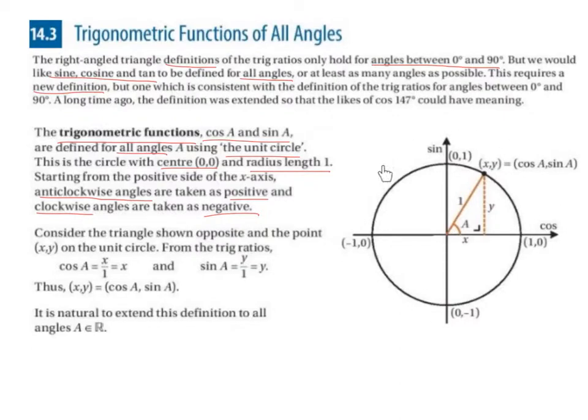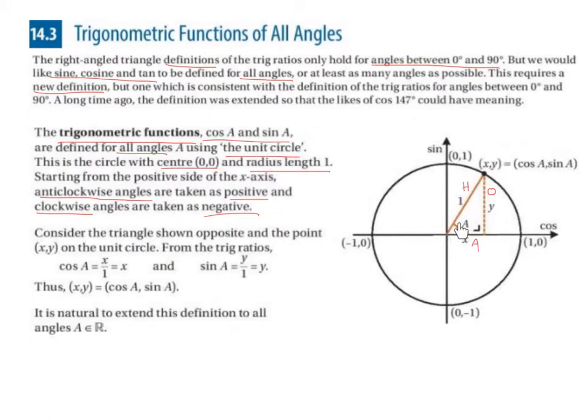So here we have the unit circle with a centre 0, 0 and a radius length of 1 unit, and it passes through the points 1, 0, 0, 1, minus 1, 0 and 0, minus 1. Consider the triangle shown opposite and the point xy on the unit circle. So here's the triangle, and this is the point on the unit circle called xy.